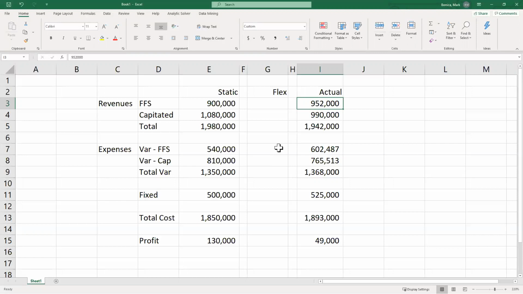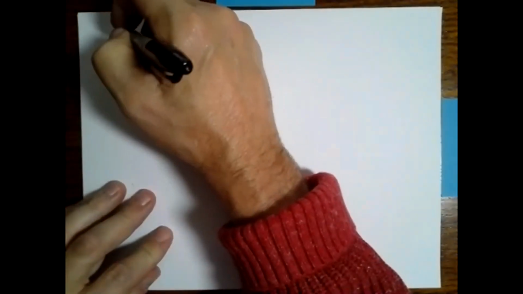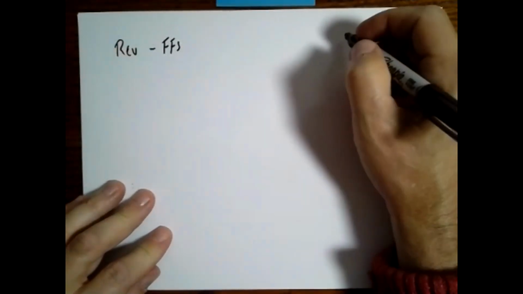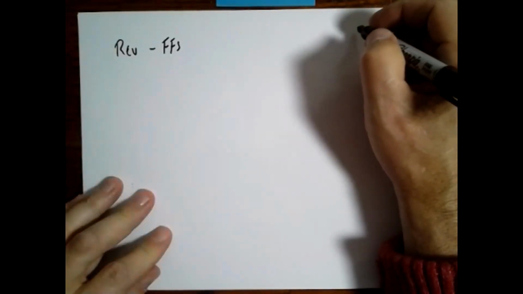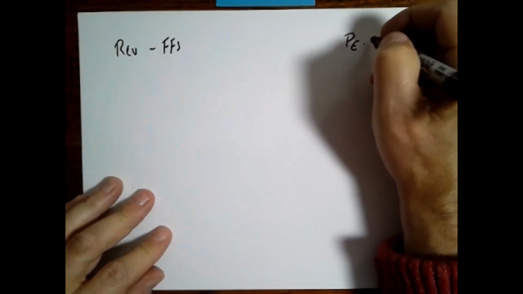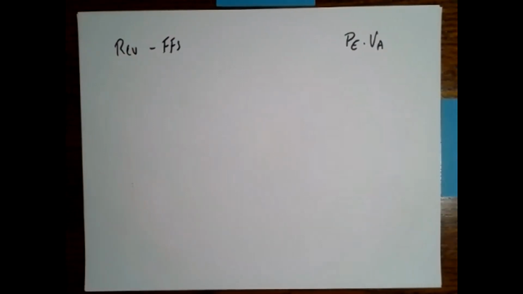Let's remember, you've got that. Let me stop the share for a second. The first line we're going to calculate is, and these are all going to be flex, revenue, fee for service. Now, keep in mind that flex is price expected times volume actual. So what is our price expected for the fee for service?